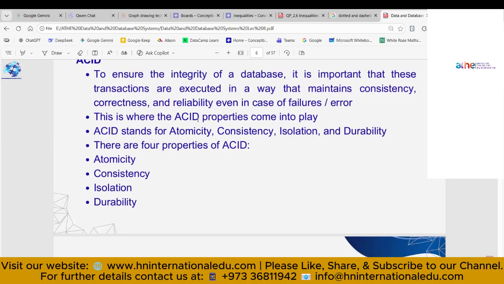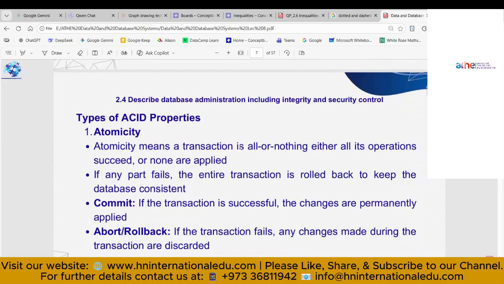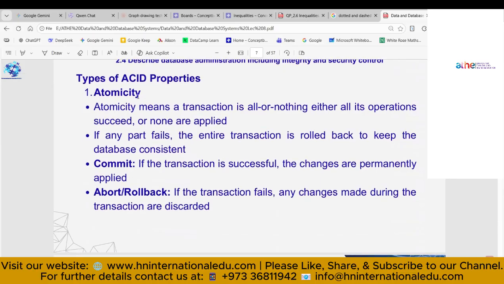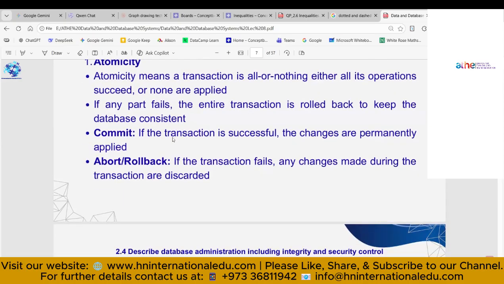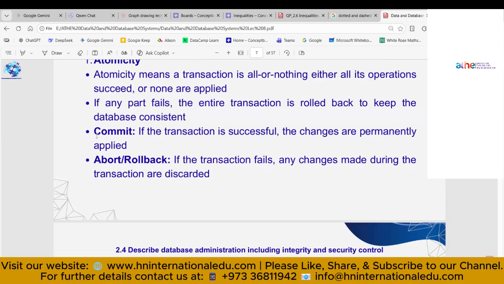So this is where the ACID properties come into play, and ACID stands for atomicity, consistency, isolation, durability. These are the four properties of ACID. The first one is atomicity, which means a transaction is all or nothing. Either all its operations succeed or none are applied. If any part of the transaction fails, the entire transaction is rolled back to keep the database consistent. In atomicity, there are also two operations. The first one is commit. Commit means if the transaction is successful, the changes are permanently applied, like when you successfully withdraw money from your bank account, that change is permanently done.